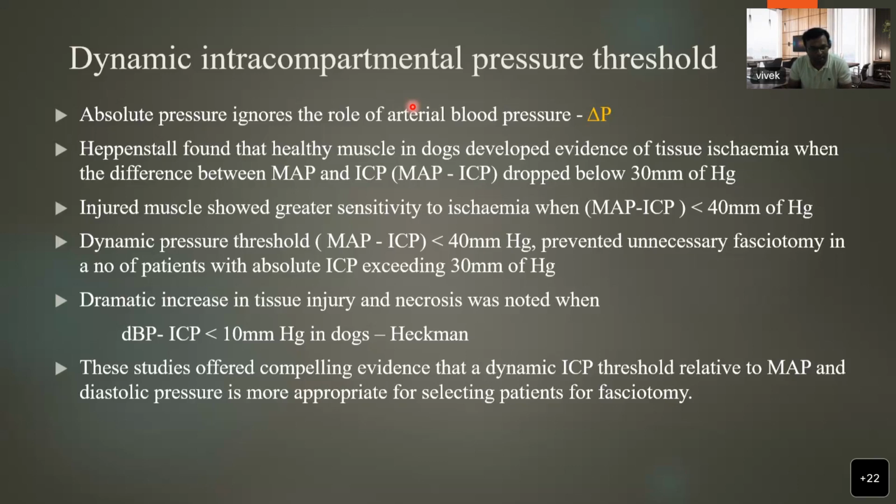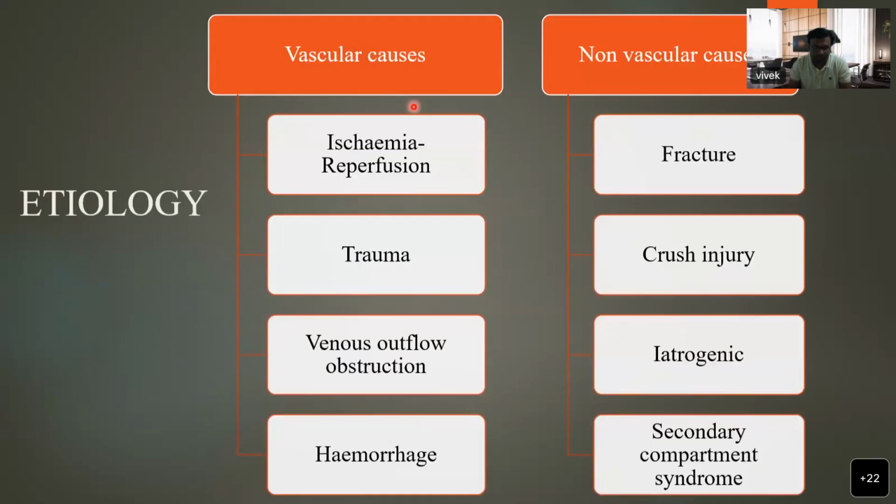This was noticed by Heckman. So these studies basically offered compelling evidence that a dynamic intracompartmental pressure threshold relative to the mean arterial pressure and diastolic pressure is more appropriate for selecting patients for fasciotomy.